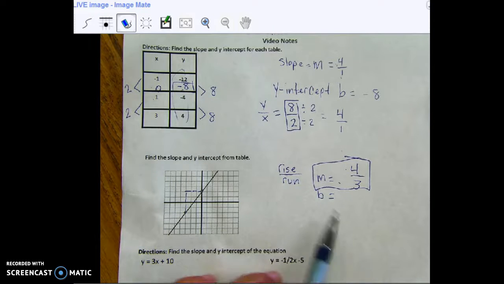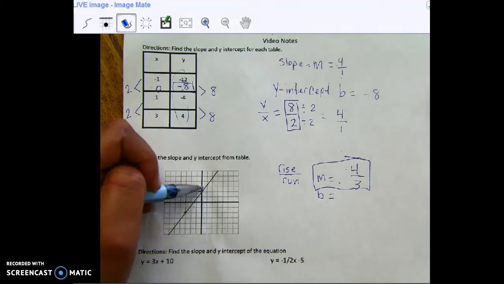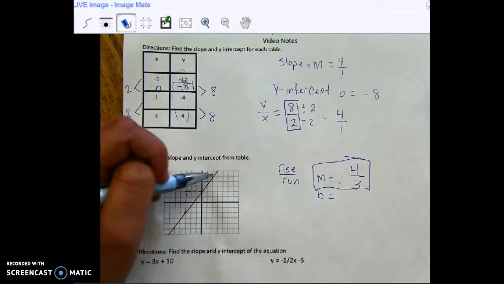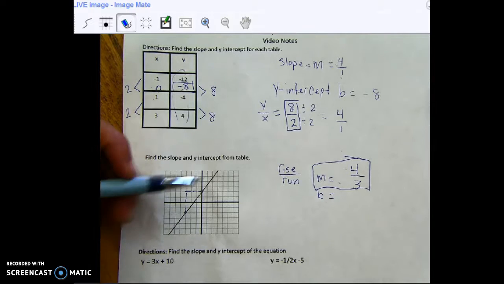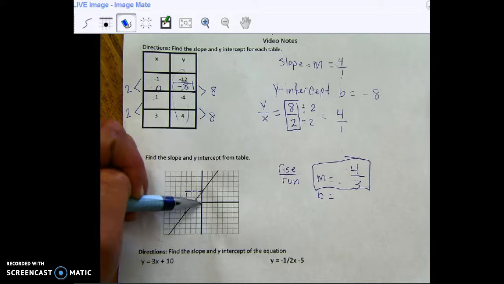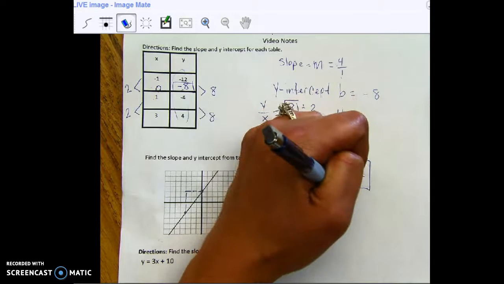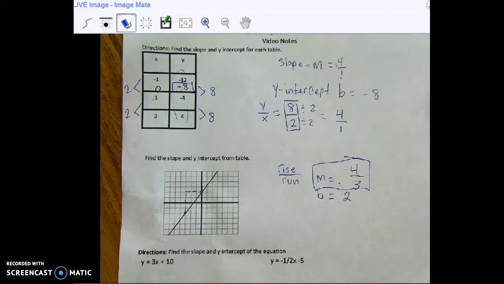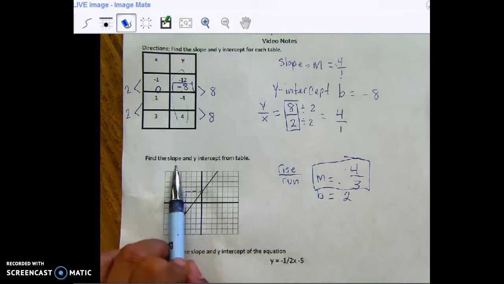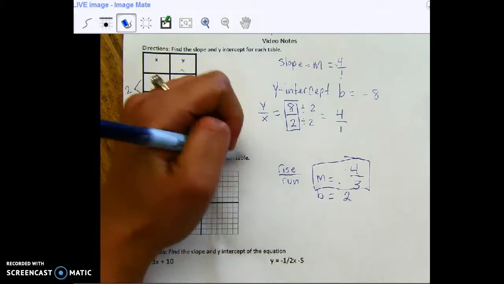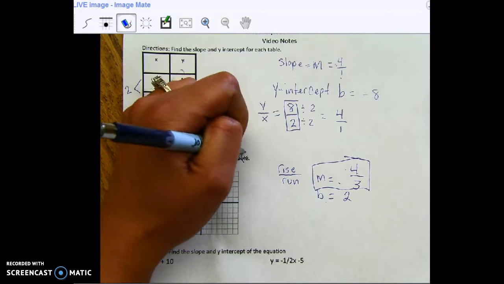For the next one, my b, I'm going to look for where the line crosses on the y-axis. So from here is my y-intercept. It's intersecting the y-axis. I'm going to count to see the location. From 0, I go 1, 2. The point of my y-intercept is positive 2. That's how you find the slope and y-intercept from a graph.